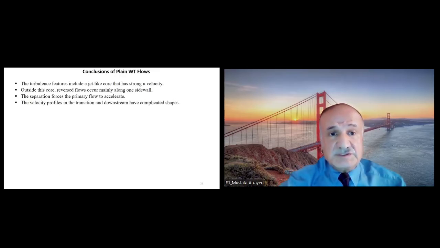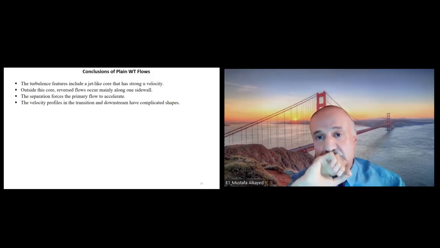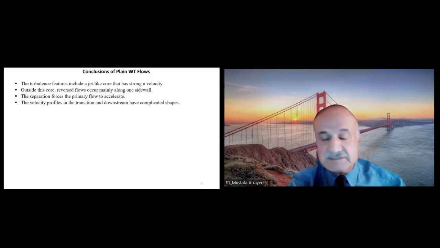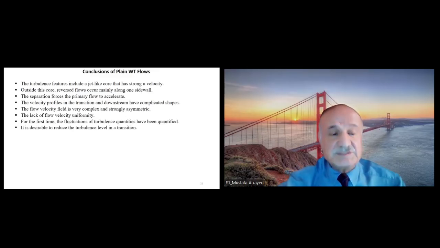Now the conclusions: we see the jet-like cores, and we also have asymmetric flows and complicated shapes, and we can see that the warp transition by itself cannot stop these turbulence or eddies. So we need tools, like measurements and appurtenances, that can remove or reduce this turbulence in the warp transition.